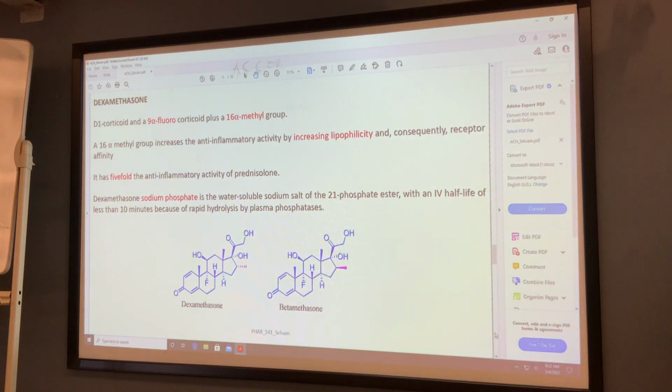We have a phosphate salt, which is water soluble. Whenever you see phosphate or succinate salts, those are not tablets; those are only for parenteral formulation. The phosphate is really soluble in water and suitable for IV, and we know the phosphatase hydrolysis is fast. The compound is released within 10 minutes by plasma phosphatases, and we get the parent compound, dexamethasone.